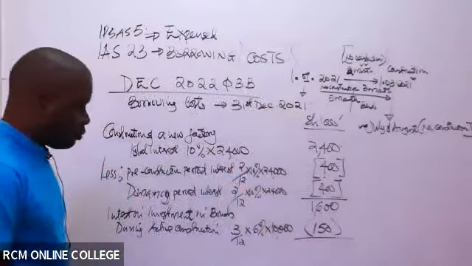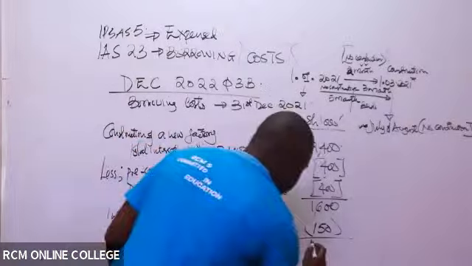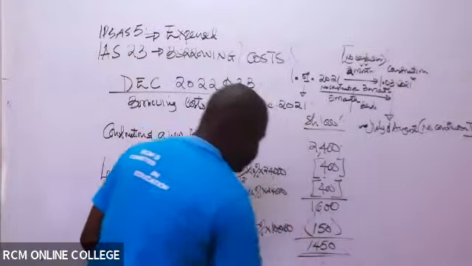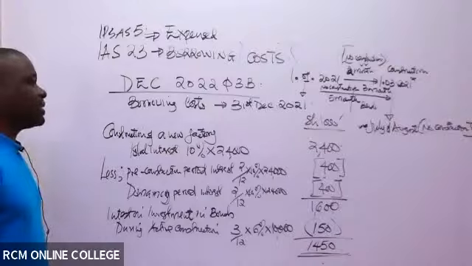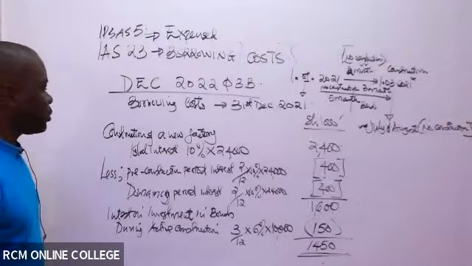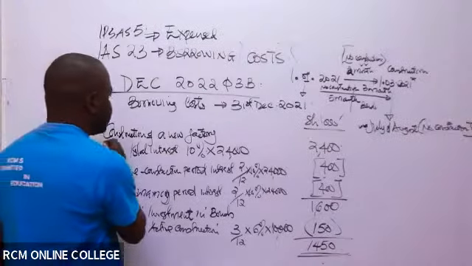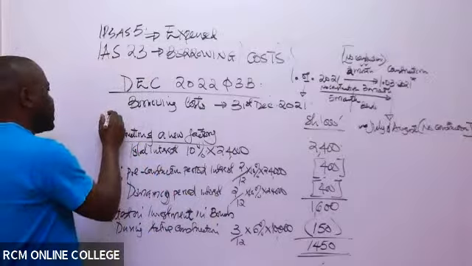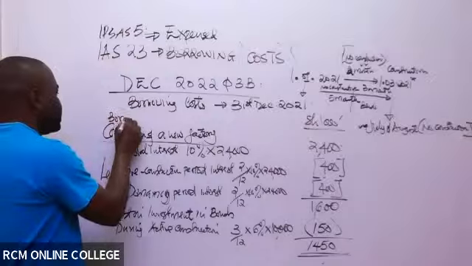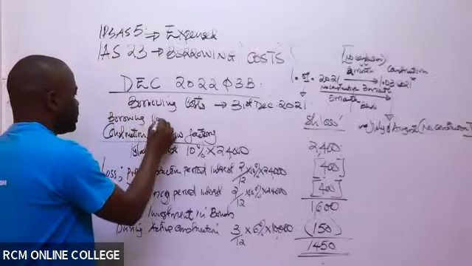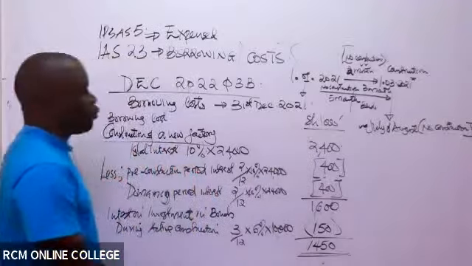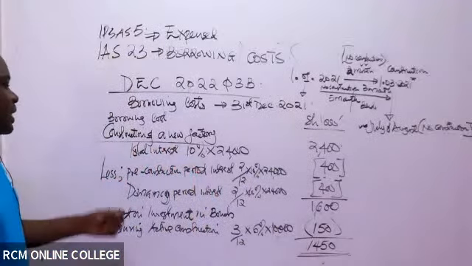Will likely reduce the borrowing cost up to an amount of 1450. So this is actually the borrowing cost that was, in this case, incurred in the construction of what? Of the new factory. So the borrowing costs incurred in the construction of what? Of the new factory. So we've been able to consider the interest.